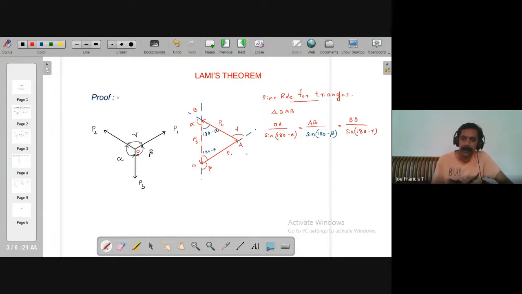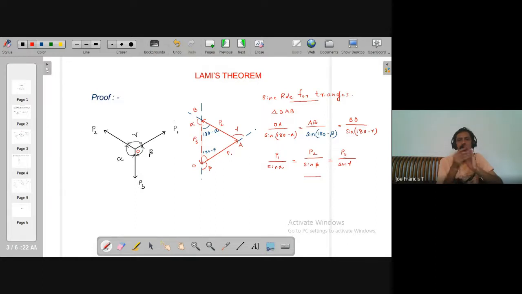Now OA is actually P1. Sine 180 minus alpha is sine alpha itself. So P1 by sine alpha is equal to AB, which is P2, by sine 180 minus beta, which is sine beta, and BO is P3, and sine 180 minus gamma is sine gamma. Right? So hence the proof for Lami's theorem. This is how you prove Lami's theorem.